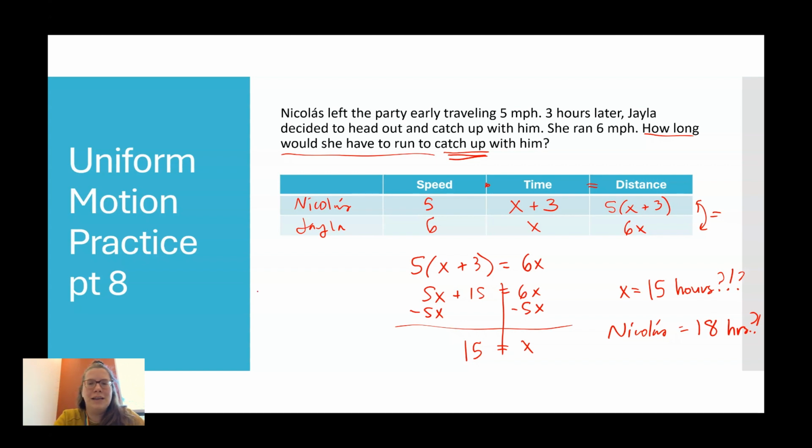If Jayla's running 6 miles per hour for 15 hours, she's going to end up running 90 miles. And if Nicholas was traveling 5 miles an hour for 15 plus 3, 18 hours, he's also going to end up traveling 90 miles. So I guess it worked technically. Did it make sense? No.